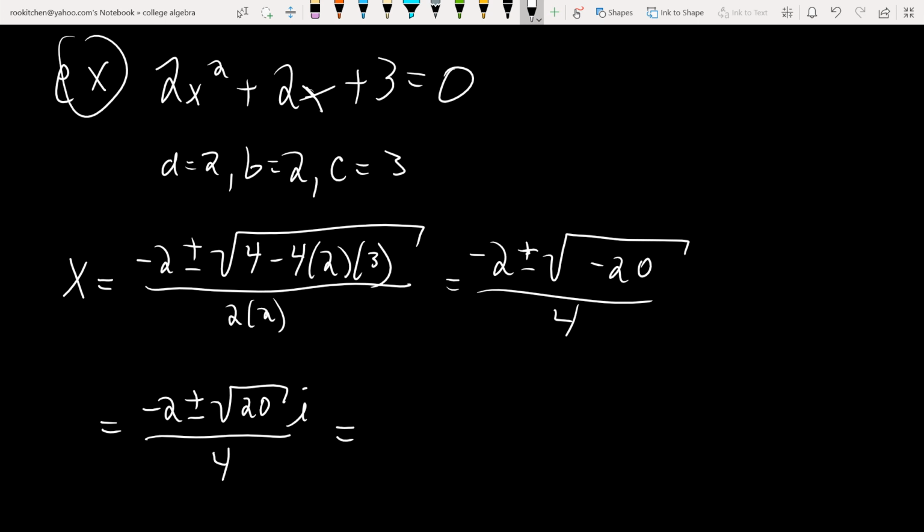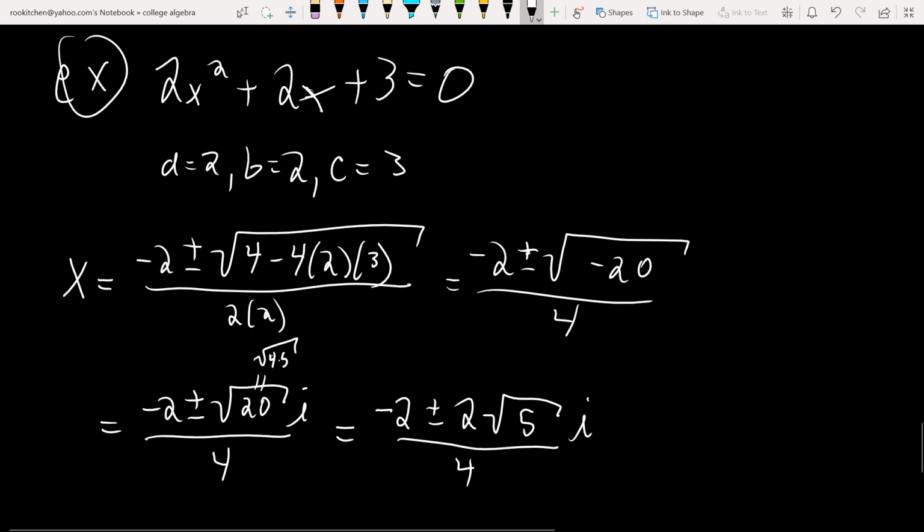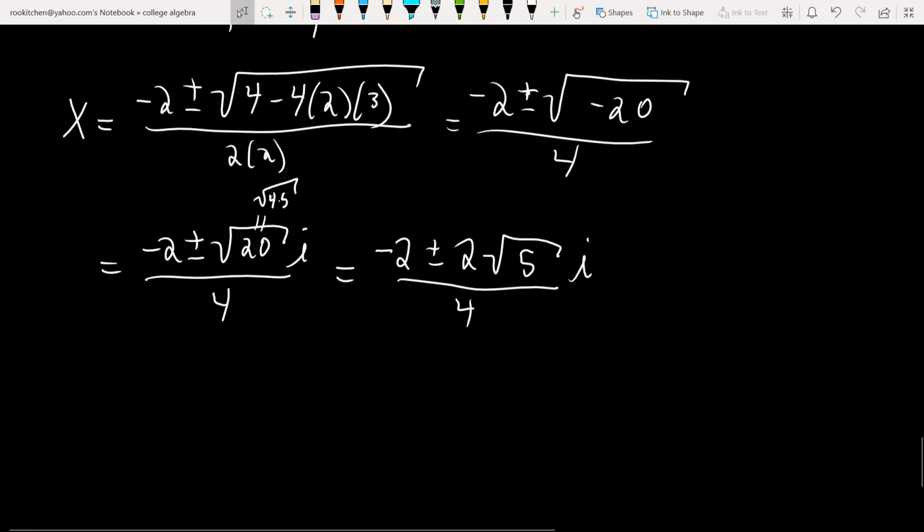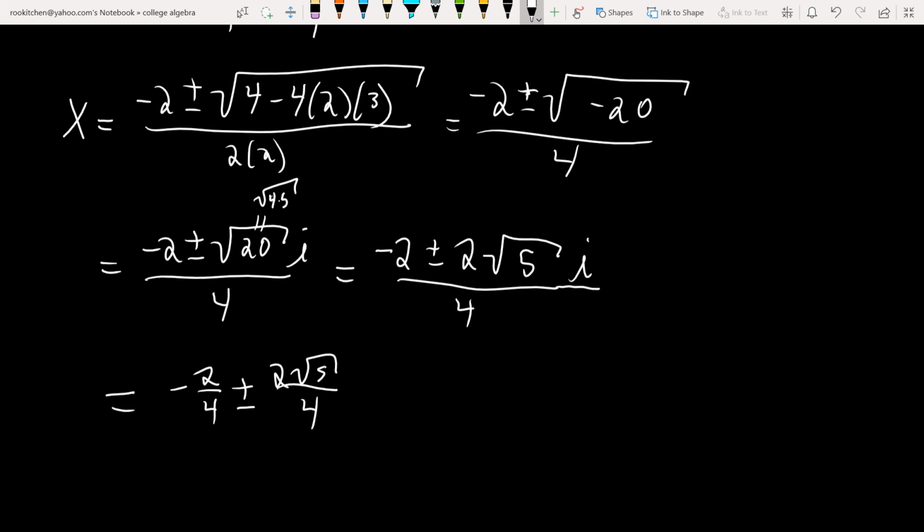Then I can simplify this radical. Radical 20 is the same as radical 4 times 5, and 4 is the same as 2 squared, so you can bring a 2 out of that radical, leaving just 5 inside. i all over 4, and that i should be in the numerator. And then we could go ahead and butterfly it. So we get negative 2 over 4 plus or minus 2 root 5 i all over 4. And then we could simplify, so negative 1/2 plus or minus root 5 over 2 i.